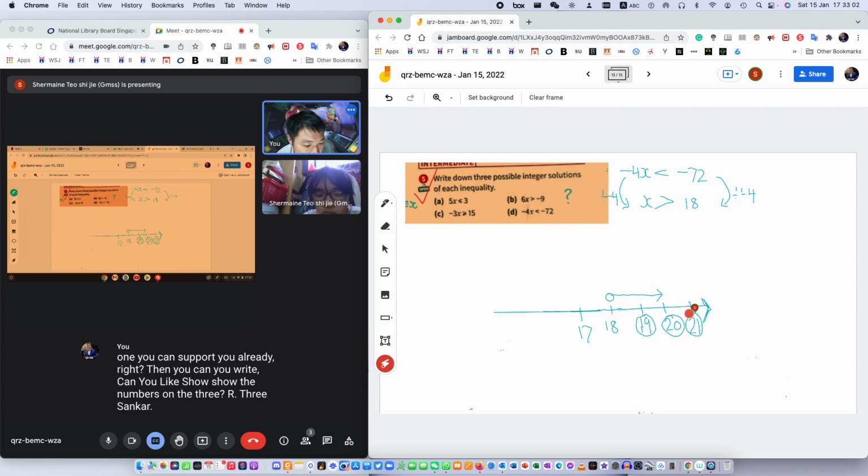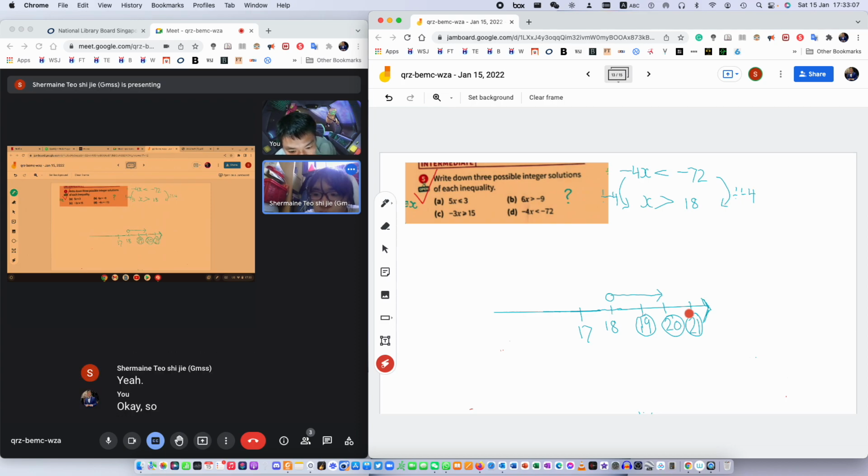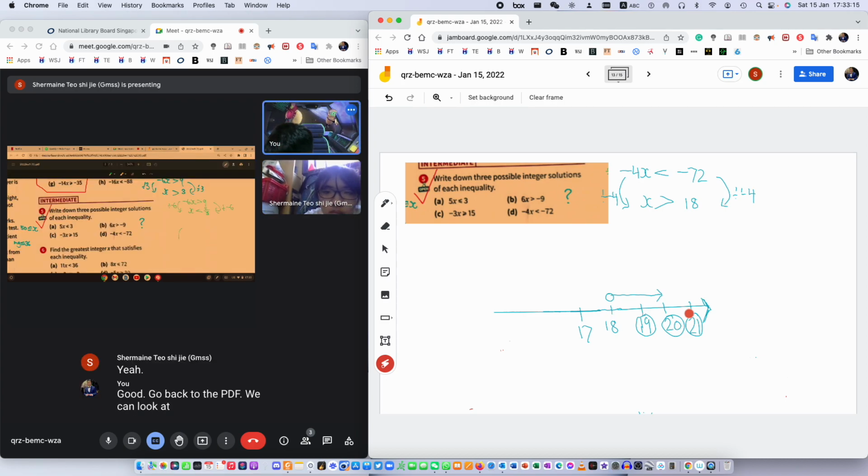Yeah. So 19, 20, and 21. Are you clear? Yeah. Okay. So that's how you solve 5. Are you clear? Yeah. Okay. Good. Go back to the PDF. You can look at other questions.